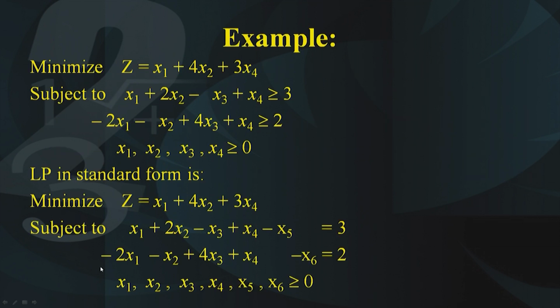Now, in order to understand this procedure, let us look at an example. Now, look at this example. It says we have the primal as minimization of z is equal to x1 plus 4x2 plus 3x4. There is no x3 term, subject to x1 plus 2x2 minus x3 plus x4 greater than or equal to 3. And the second constraint is minus 2x1 minus x2 plus 4x3 plus x4 greater than or equal to 2. And all the four decision variables x1, x2, x3, x4 are greater than or equal to 0.